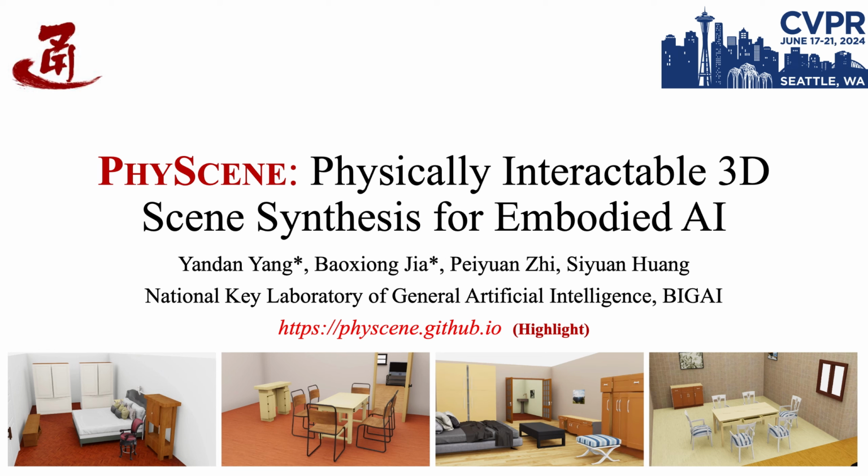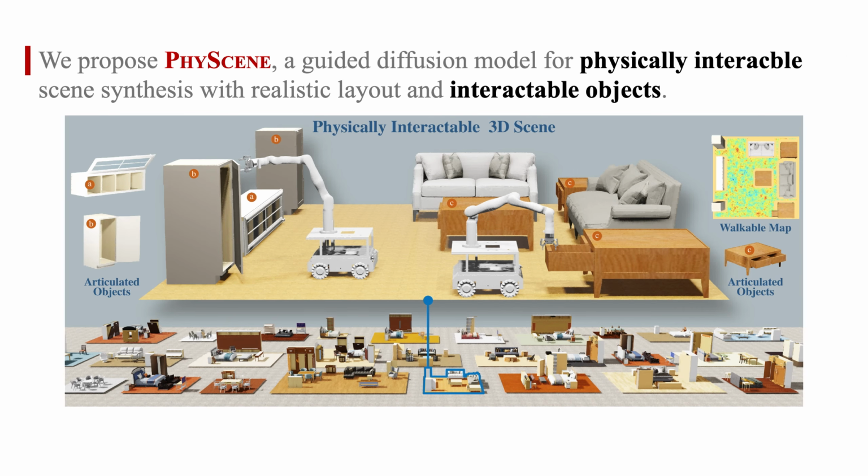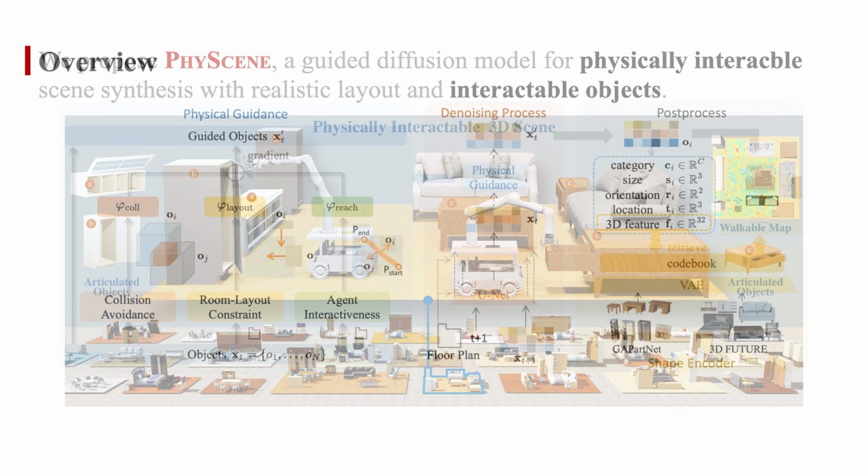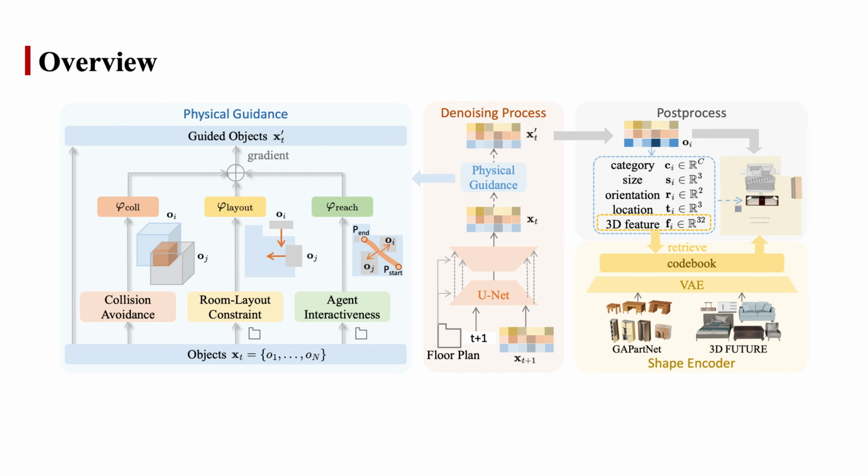In this work, we present PhyScene, physically interactable 3D scene synthesis for embodied AI. PhyScene is the first framework that models physically interactable scene synthesis with realistic layout and interactable objects. We provide an overview of our pipeline.